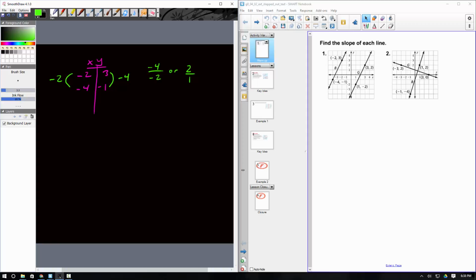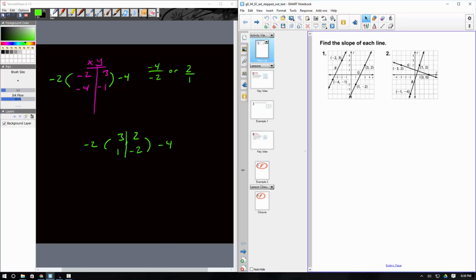Let's look at this one over here. So I have (3, 2) and (1, -2). Again, this is going to be -4, and this is going to be -2. So that's the same slope. So these are absolutely parallel.